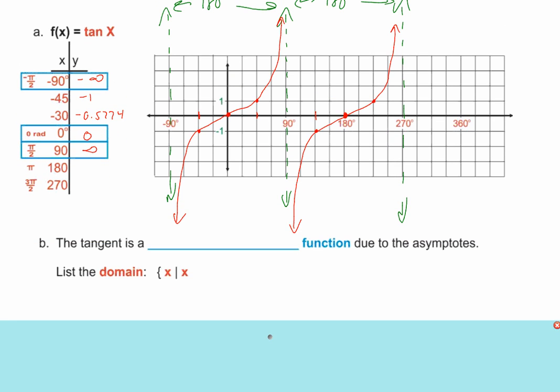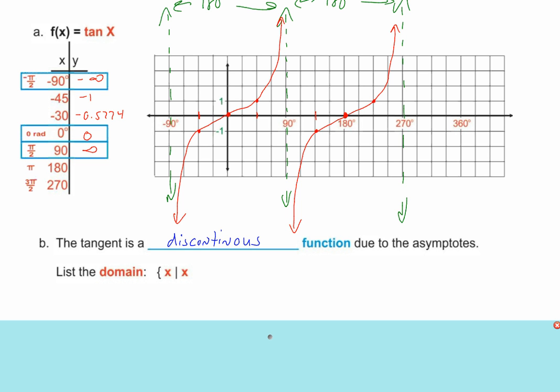The tangent isn't continuous, it's got to be discontinuous. Because if it's not continuous, it's got to be discontinuous, right? It's got these breaks in it, which really messes with the domain.